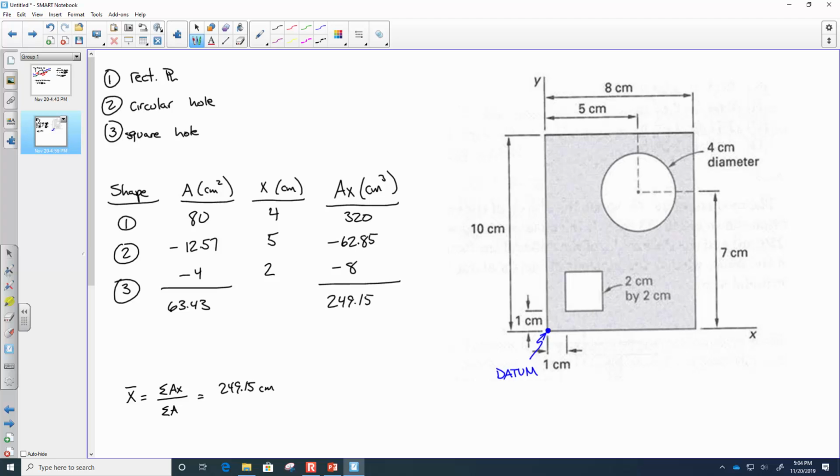249.15 cubic centimeters over 63.43 square centimeters is what? 3.92. Do I have a second on that? 0.93.